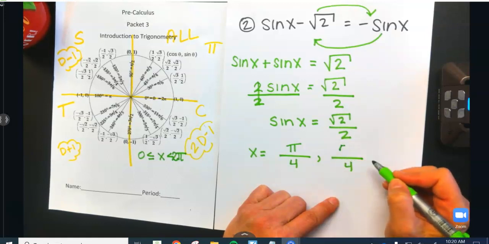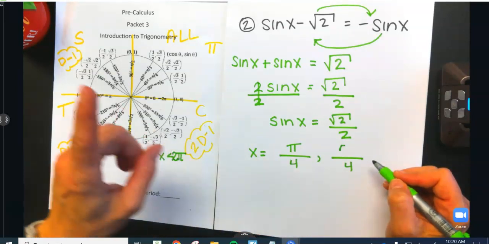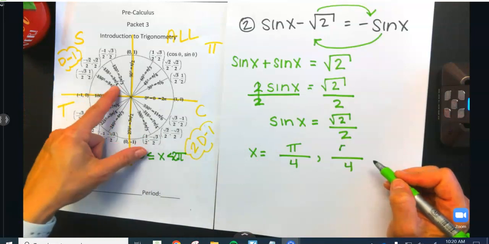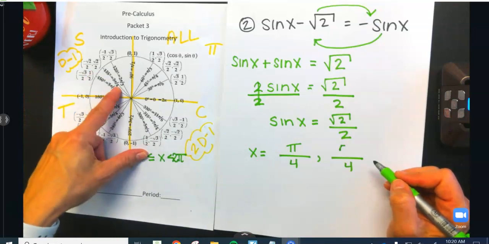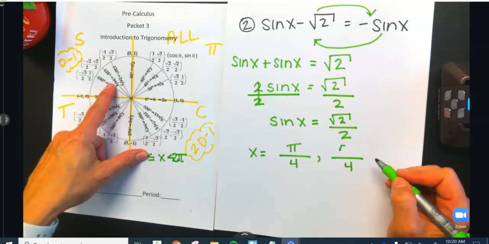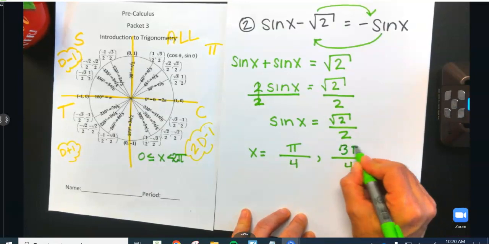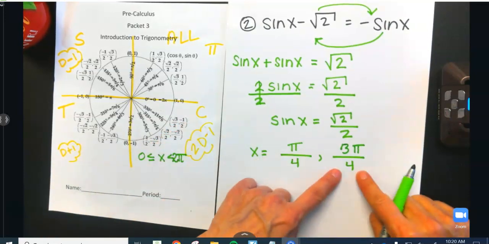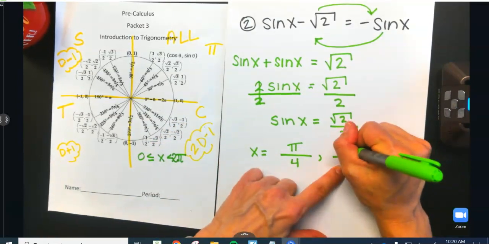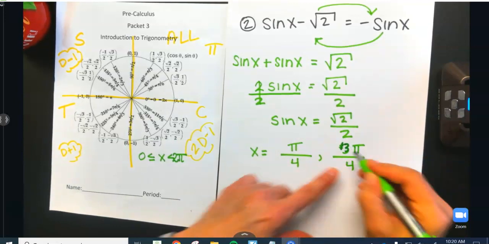Almost. It's 3 pi over 4. Quadrant 1 and then quadrant 2 is always 1 less. So that's a 3. Good job.